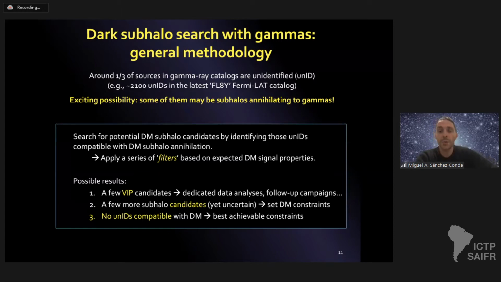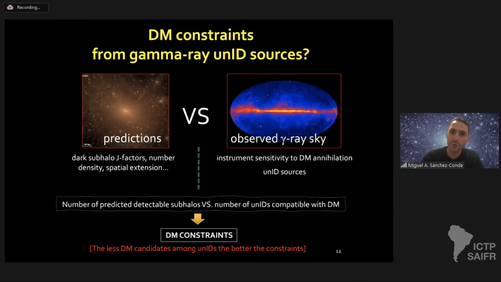And finally, probably which is the reach of the method: if you are good enough and your filters are working very nicely, you may end up with a scenario in which no unidentified source is compatible among the pool of sources that you have. And therefore, by ending up in this way, you will be able to put the best achievable constraints. So how do we do that?